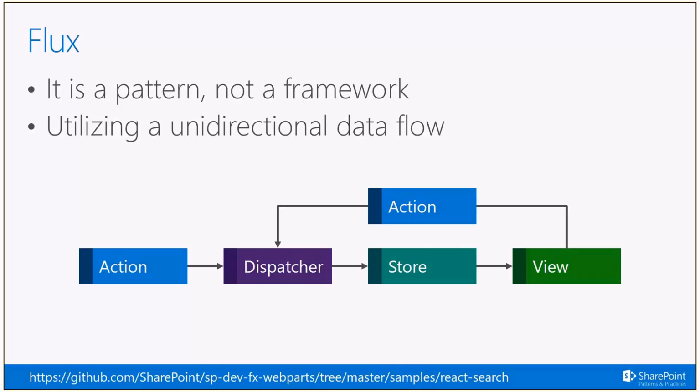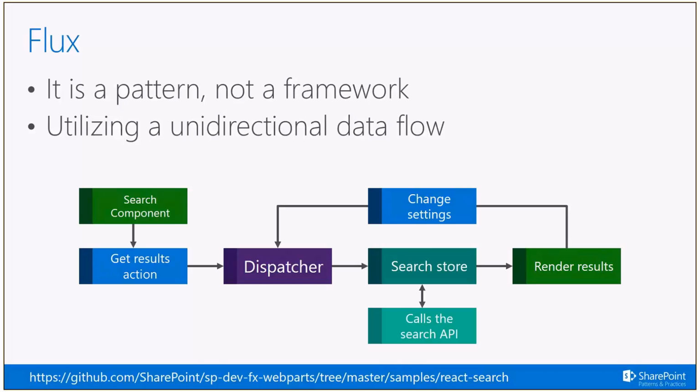So to show you, I created a new visualization of how it works with the search component itself. First things first, it starts with the search component. The search component will load on a page, and then it will trigger a get search results action. So it will send the action to the dispatcher. The dispatcher itself will go to the search store: hey, give me all the search results for the current query. As you can see, the search store calls the search API. Once it's retrieved, the search store will say, okay, now it's time to render the results.